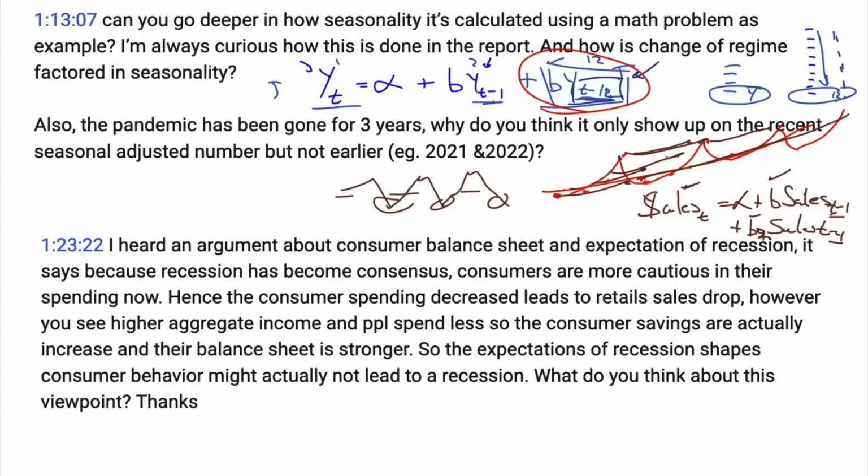I heard an argument about consumer balance sheet and expectation of recession. Because recession has become consensus, consumers are more cautious in their spending now. Consumer spending decrease leads to retail sales drop. However, you see higher aggregate income and people spend less. The consumer savings are actually increasing. Well, that's not really what we're seeing. You had a slight increase in consumer savings in the last reading, but before that you had one of the lowest savings rates in a long time. Expectation of recession shapes consumer behavior, might actually not lead to a recession. What do you think about this viewpoint?